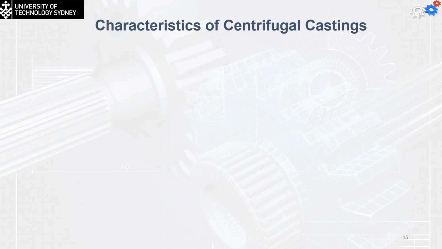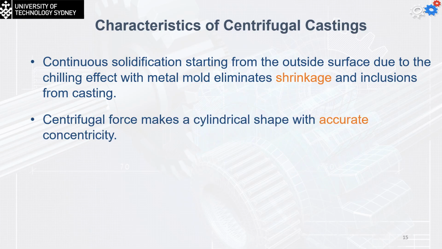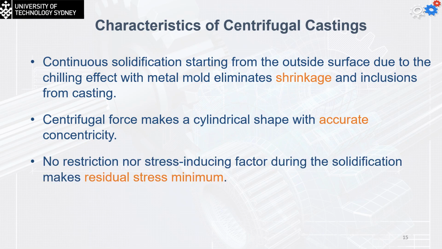Now, the characteristics of centrifugal castings are: first, continuous solidification starting from the outside surface due to the chilling effect of the metal mold eliminates shrinkage and inclusions from the casting. Centrifugal force makes the cylindrical shape with an accurate consistency. No restriction and no stress-inducing factors during solidification make the residual stresses minimal.